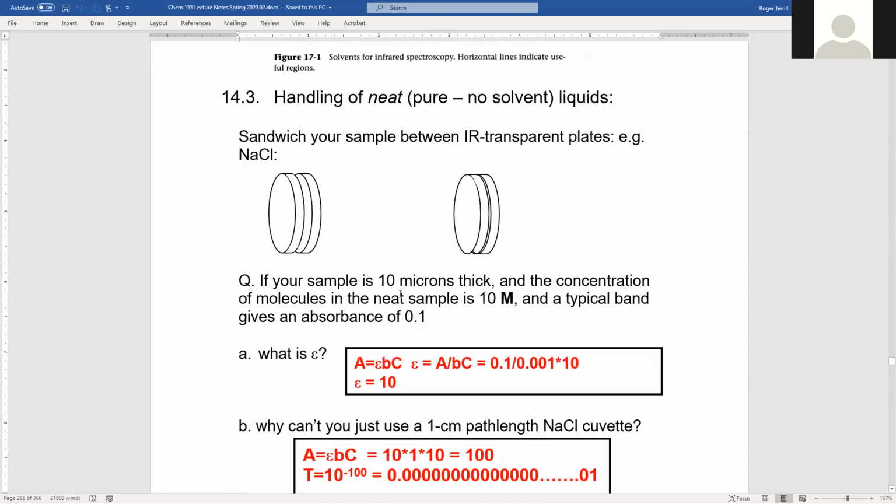And so now a neat sample has a concentration. It has a number of moles of solute per liter of solvent, right? So for example, water is 18 grams per mole and 1 gram per cubic centimeter. So that happens to be 55 moles per liter. So let me show you how you do that calculation just real quick.